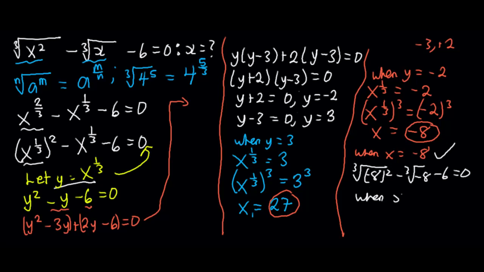Now, when x is equal to 27, we'll get the cubic root of 27 squared, minus the cubic root of 27, minus 6. And from the calculator, once again, this gives us 0. Therefore, x is equal to 27 is also a solution. So in this case, the two values of x satisfy the equation, and hence the values of x are x is equal to -8 and x is equal to 27.